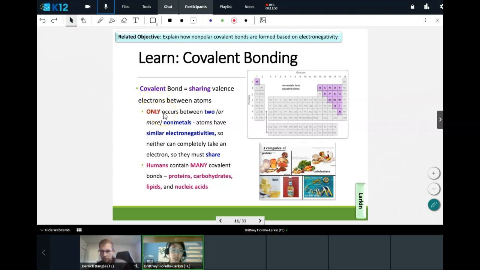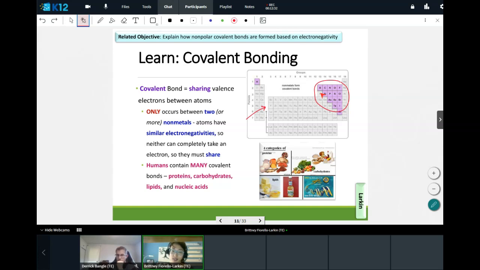Now, this only occurs between 2 or more nonmetals. This is really important. Ionic bonds we learned yesterday occur between a metal and a nonmetal. Today, though, this type of bond only occurs between nonmetals. The reason why is because the nonmetals are all located in the same area, and therefore they all have very similar electronegativities, similar ability to steal electrons. While they're much better at stealing electrons than metals, because they're all in the same place, compared to each other they all have similar strength.